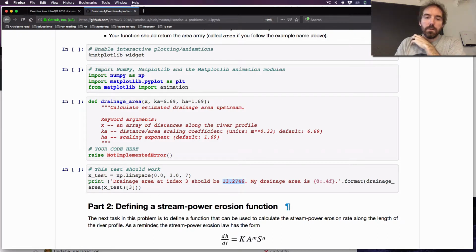So that's what this little print statement is supposed to do. We're just in GitHub, so I can't test that right here to show you.